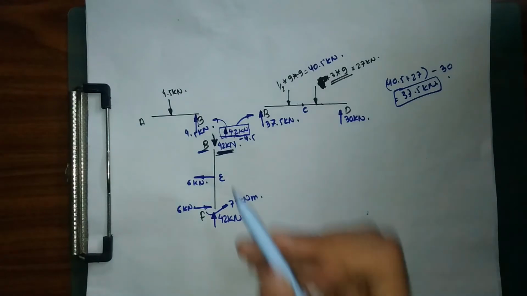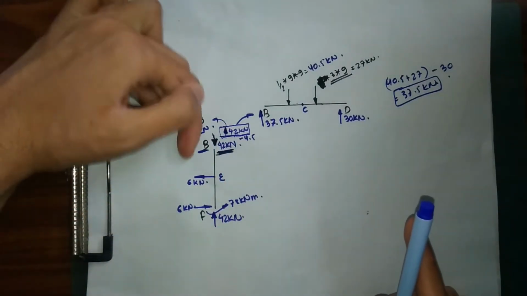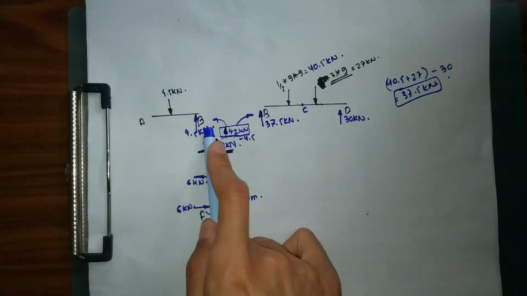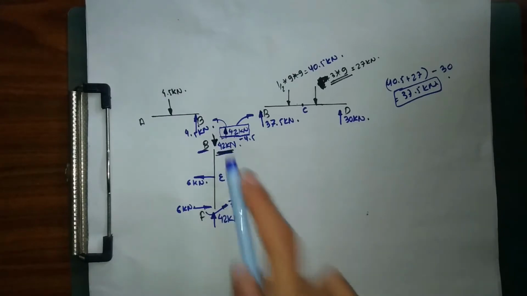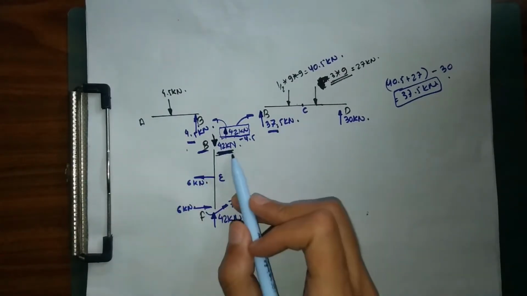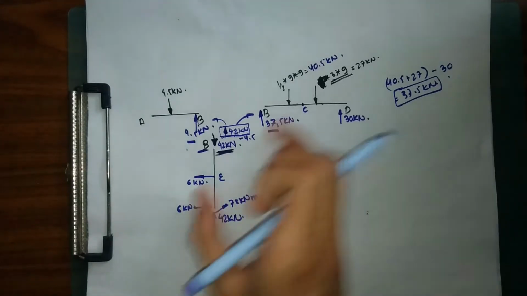Or simply, as I explained before, since the force of 42 kilonewton is acting at joint B downward, these are our same joint B. So this 42 kilonewton simply gets divided into two portions of 4.5 and 37.5. 37.5 plus 4.5 is simply equal to 42 kilonewton. So right now we have these forces.